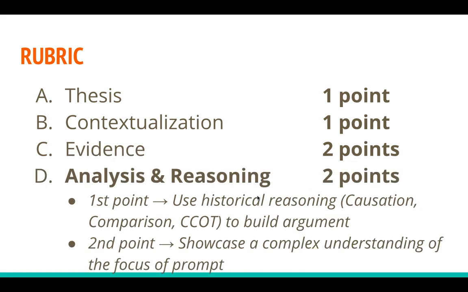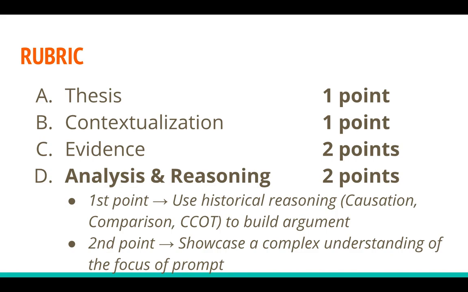And then finally is the analysis and reasoning, which is another 2 points. So the first point is using the historical reasoning to build an argument. So remember we said you're going to get a prompt that's causation, comparison, or change and continuity over time. Well, as long as you are explaining in each paragraph how that evidence shows causation, shows comparison or similarity or difference, and or shows continuity and change over time, you can get that first point.